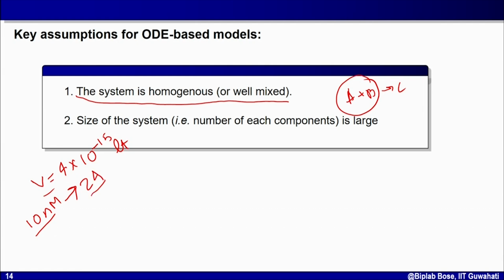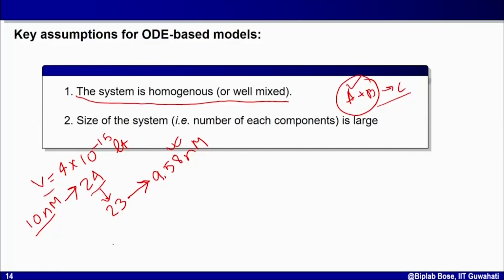So inside a cell of 4 times 10 to the minus 15 liter volume, I have 24 molecules. Now suppose by this reaction, A plus B giving rise to C, one molecule of A is used up. So that becomes 23 molecules. Now if you convert these 23 molecules to concentration, it will become 9.58 nanomolar. So from 10 nanomolar, it becomes abruptly 9.58 nanomolar. There is an abrupt change in the concentration just because one molecule has reacted to create C.